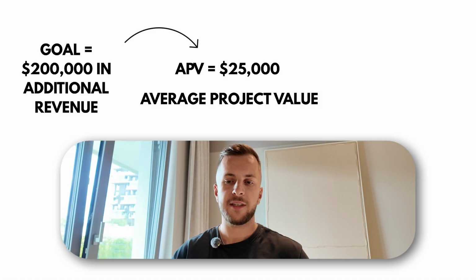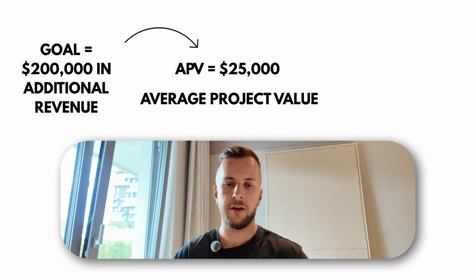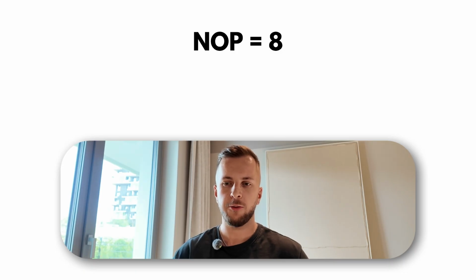Then we need to know the number of projects needed. For this calculation, let's stick to an average project value of 25K. It's going to be easier to calculate. So if our project value is 25,000, to make 200,000 with an average project worth 25K, we need 8 projects. Now, let's focus on how to acquire those 8 projects and how to calculate it.